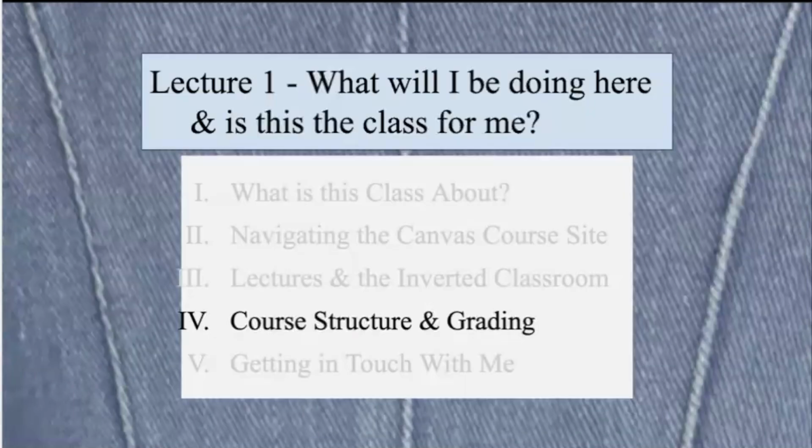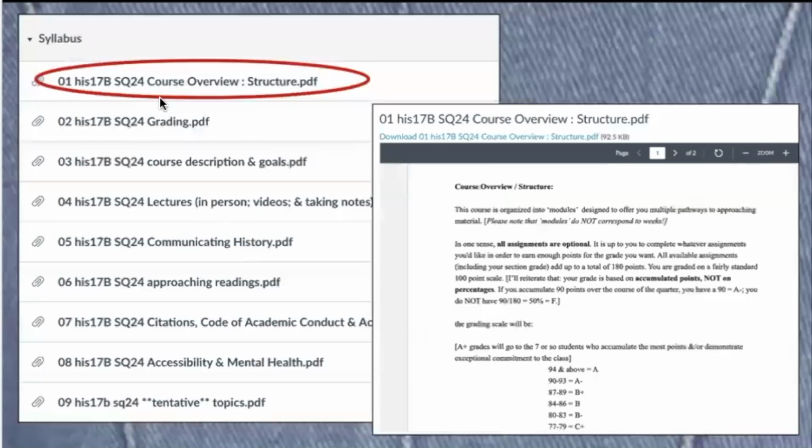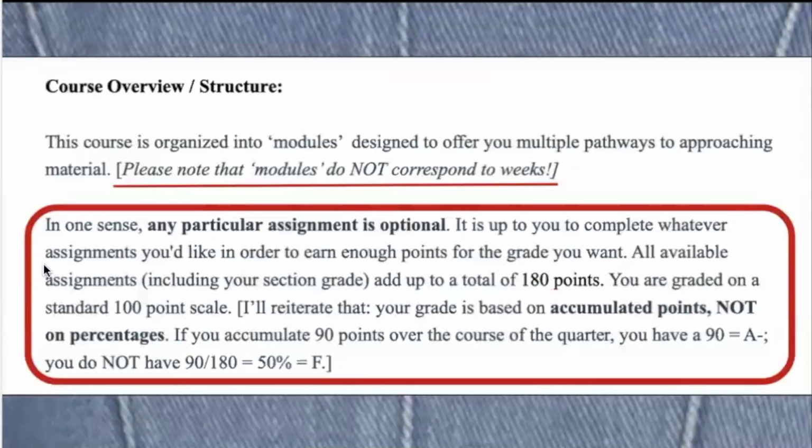Now we get to the part that generally worries people most when starting a course: what you need to turn in and how you will be graded. Course overview and structure is the very first item on the syllabus. You open it up, it looks like that. In one sense, any particular assignment is optional in this class. It is up to you to complete whatever assignments you would like in order to earn enough points for the grade that you want. All available assignments, including section grade, add up to a total of 180 points.